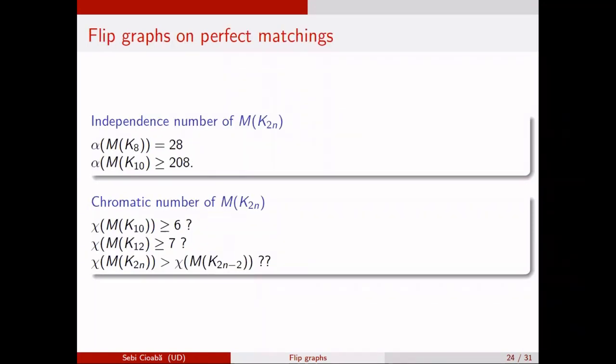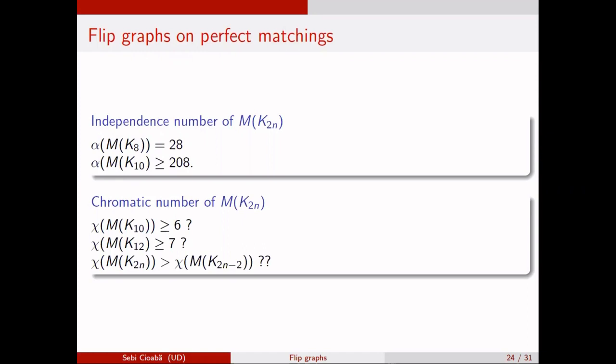Now, in terms of the flip graph, so perfect matching. Well, first about independence numbers. For MK8, again by computer, you can calculate that it's 28. For MK10, I think Gordon found an independent set of size 208. That's as much as we know. You can find an easy upper bound of (2n minus 1) double factorial divided by 3, but that's not very strong. In terms of chromatic number, we only have upper bounds. We have not been able to prove that the chromatic number of MK10 is at least 6, or MK12 is at least 7, or the harder statement that the chromatic number of these graphs is strictly increasing.